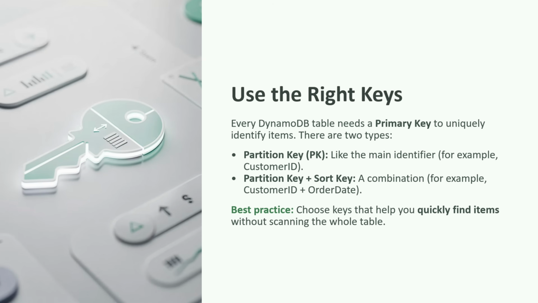You have to use the right keys. Every DynamoDB table needs a primary key to uniquely identify items. There are two types. First one is partition key, like the main identifier, for example, customer ID. Second one is a partition key plus a sort key, a combination, for example, customer ID plus order date. Best practice: choose keys that help you quickly find items without scanning the whole table.